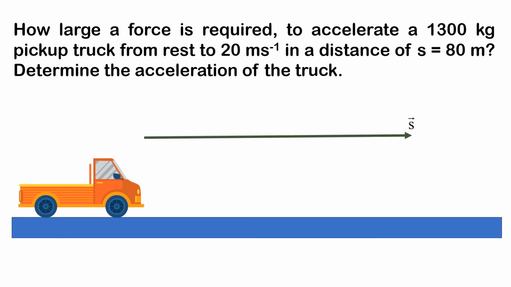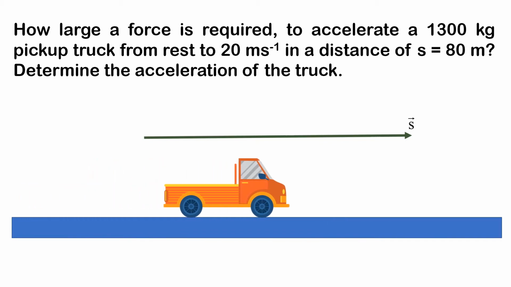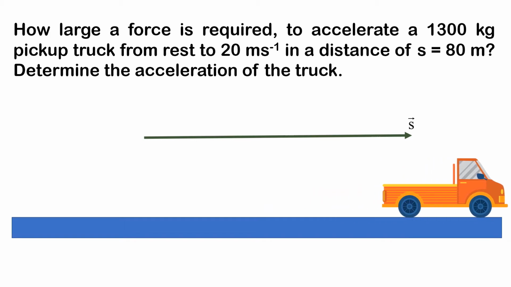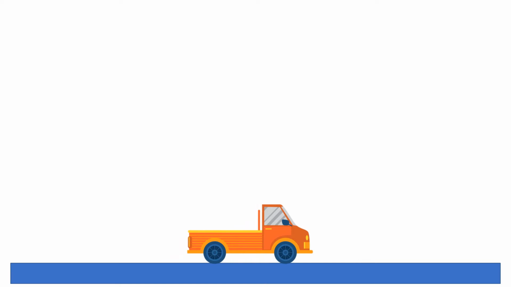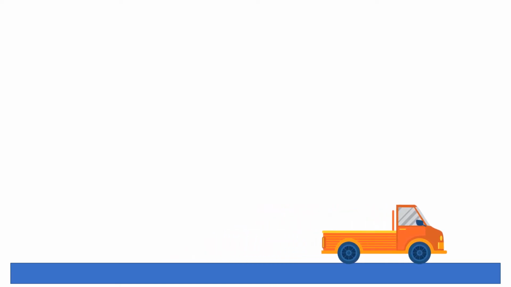How large a force is required to accelerate a 1,300 kg pickup truck from rest to a velocity of 20 meters per second in a distance of 80 meters? Determine the acceleration of the truck. For this problem, no information is given on the forces that act to move the truck. The information given are the mass and the velocities of the truck. To calculate total work done, the work energy theorem must be used.